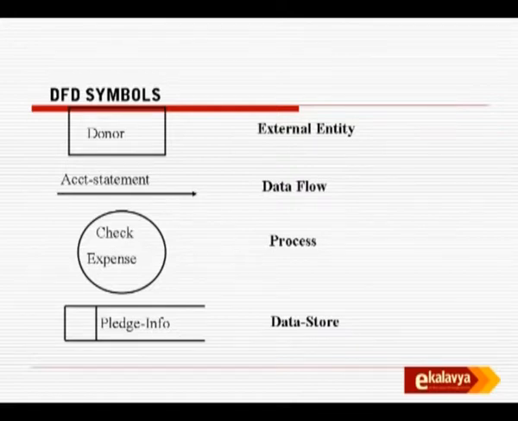A rectangle specifies an external entity. An arrow specifies data flow. We have seen that. An arrow without an associated name is not permitted. Account statement is a statement flowing there. And of course, I must detail this account statement through a data dictionary entry. Check expense is the process.